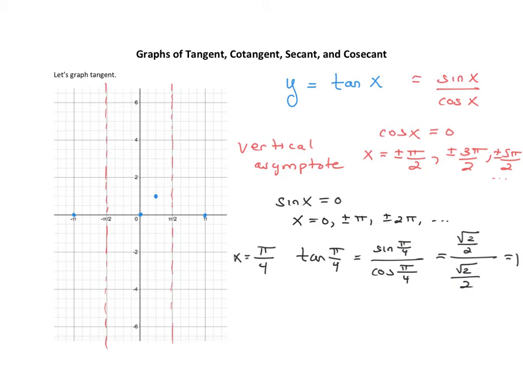Well, what about at negative pi over 4? Instead of getting a positive 1, we'll get a negative 1. So I'll get this value right here. In between negative pi over 2 and pi over 2, and these 3 points, I'm going to sketch in what the tangent function looks like. It goes through those points, and it approaches the asymptotes. So if I'm going to sketch my graph, I get something that looks like this.